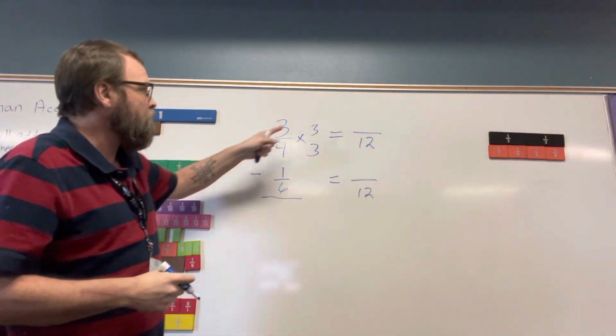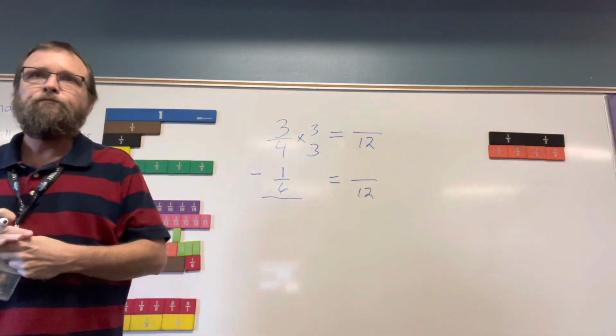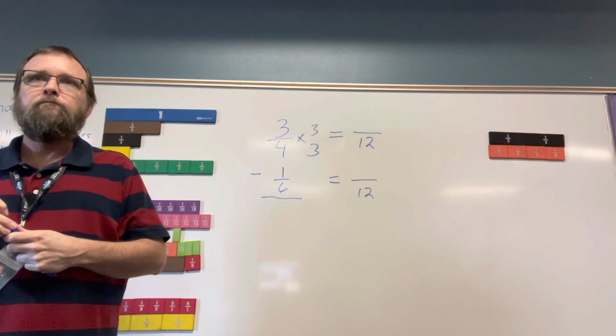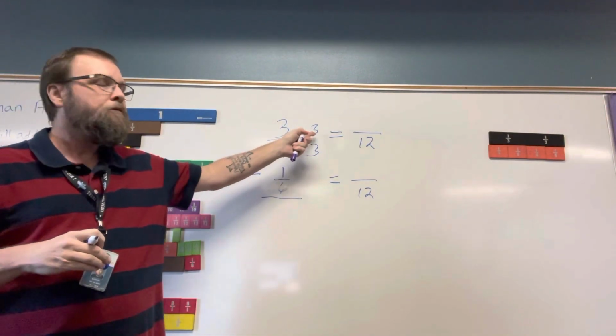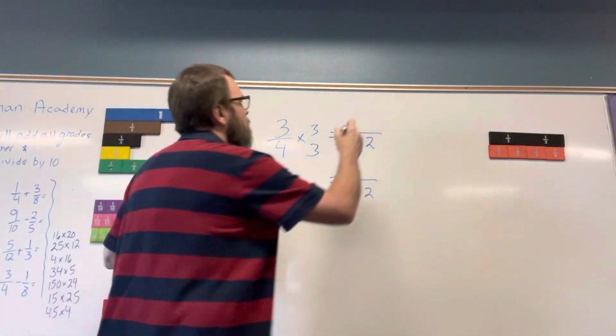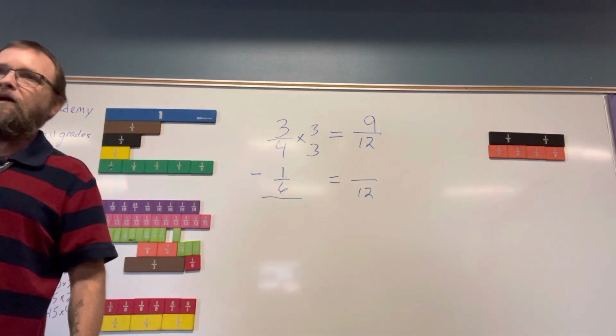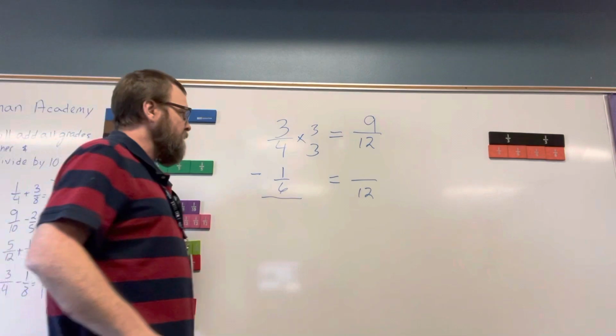So Liam, 3/4 equals how many 12ths? 3 times 3 is 9. 9 12ths and 3/4 are equivalent. The same value. They are worth the same.